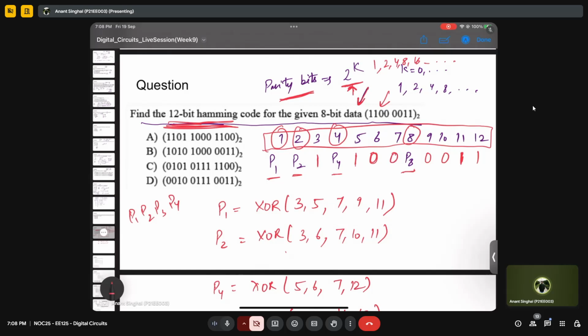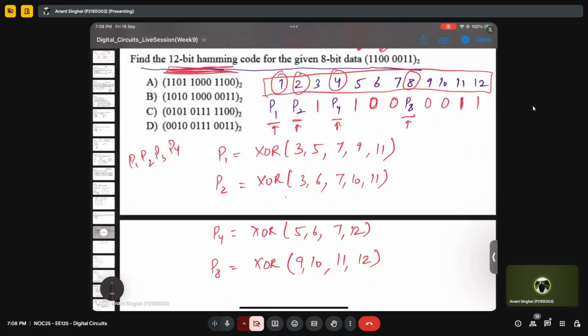Now to calculate the Hamming code, we need to calculate P1, P2, P4, P8. To calculate them, we take the XOR of certain bits. For P1 we use the locations 3, 5, 7, 9 and 11. For P2 we use 3, 6, 7, 10, 11, and so on. Is the way of doing it clear?